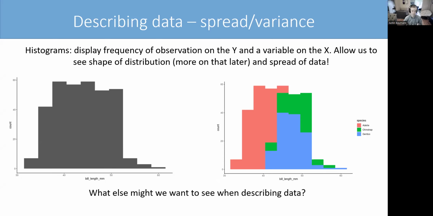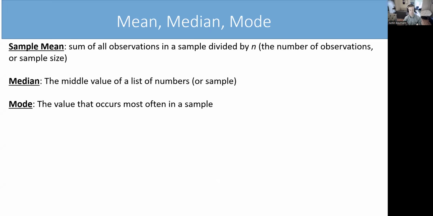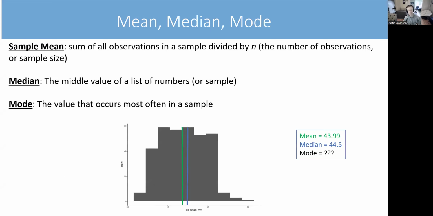So, we're thinking now about the spread and the variance, but what else do we want to see when we're describing data? We've talked about this already. We want to see some measure of the center, the sample mean, the median, or the mode. We've already defined them. They're defined here just so you can see them. Here's our histogram again. I've thrown in the mean, I've thrown in the median, and we're not a perfectly normal distribution. So we have to figure out what the mode is.